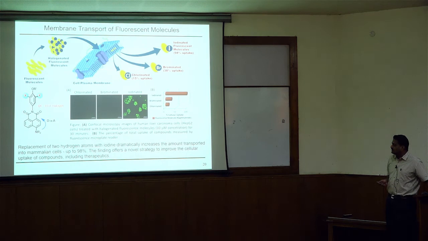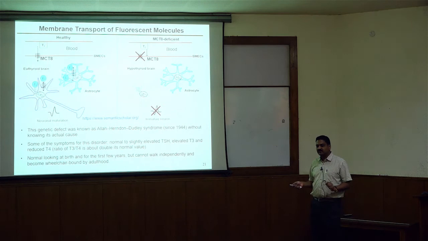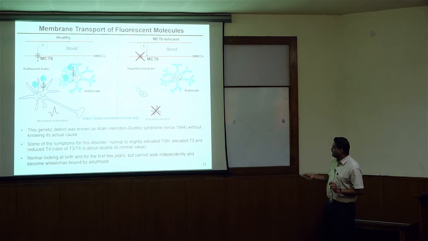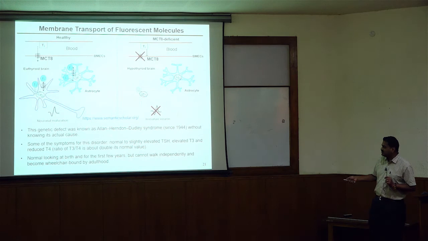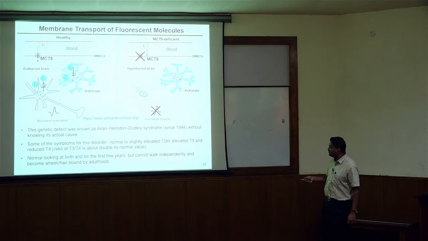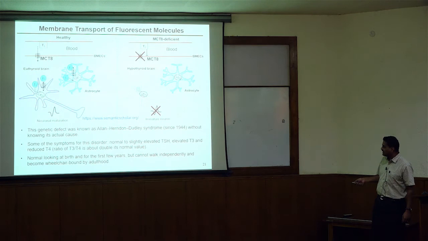And why are these compounds important? Because there is MCT8 in the brain cells, and that supplies enough T3 into the brain cells. This is the euthyroid brain, and this functions normally. But if the MCT8 transporter is dysfunctional, the T3 uptake will be inhibited and it leads to hypothyroid brain, and this leads to a disease called Allan-Herndon-Dudley syndrome. It is known since 1944 without knowing the actual cause. Some of the symptoms include slightly elevated TSH, elevated T3, and normal looking at birth and for the first few years, but cannot walk independently and become wheelchair bound by adulthood.